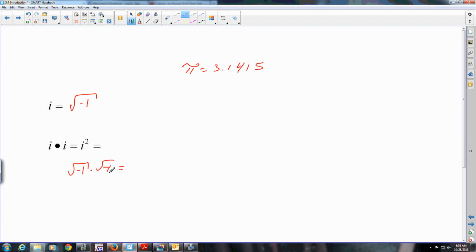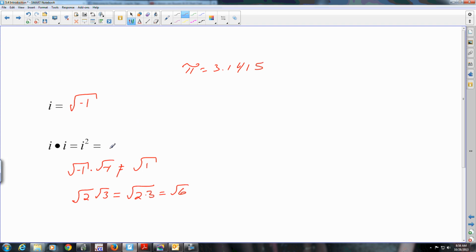Now, a lot of you may be tempted to bring those together and get the square root of 1. That's not true. You can only bring those together when they're both positive, like the square root of 2 times the square root of 3 is the square root of 6. That's only legal if what's inside is positive. When what's inside is negative, you can't bring them together. It's not the rule. The rule says you can bring them together when what's inside is positive.